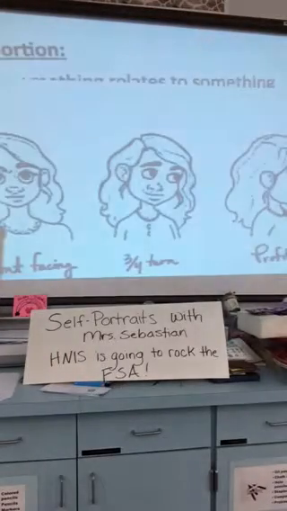So there are 3 typical poses for portraits now. The first one is called a front-facing one. The second one is called the 3/4 view. Can you discuss with the person sitting next to you why you think it's called a 3/4 view for about 30 seconds?